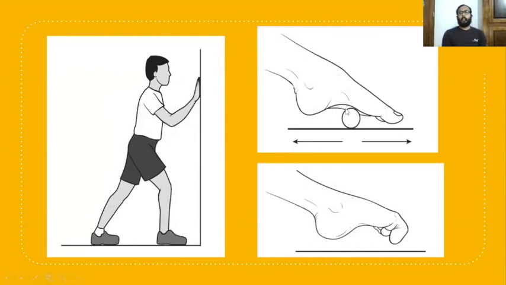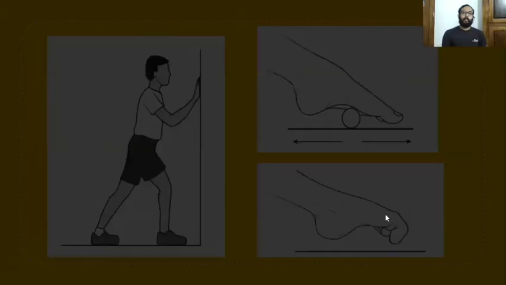Here a cylindrical ball or a glass is kept beneath the plantar aspect of the foot and then rolling should be done. This is clench. This is a very effective exercise.